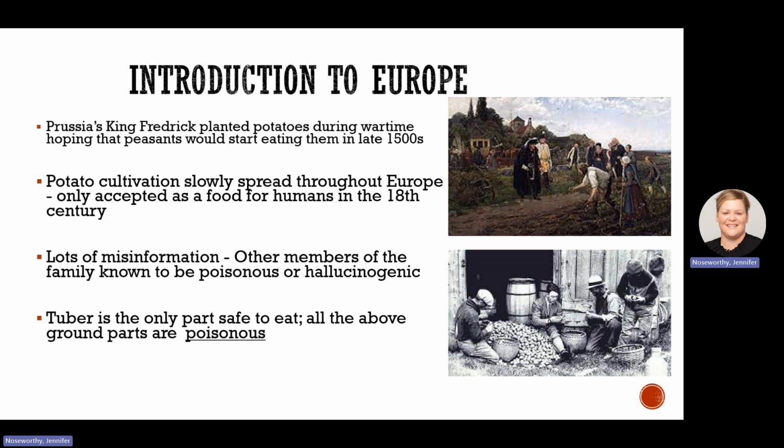So Prussia's King Frederick planted potatoes during wartime and encouraged peasants to grow and eat them as a way to help prevent famine. And there was some resistance to eating them because they were concerned that they might be poisonous or cause hallucinations because of their relationship to the Solanaceae family. In fact, though, it is true that the top part of the plant is poisonous, but the tuber is completely fine to eat.